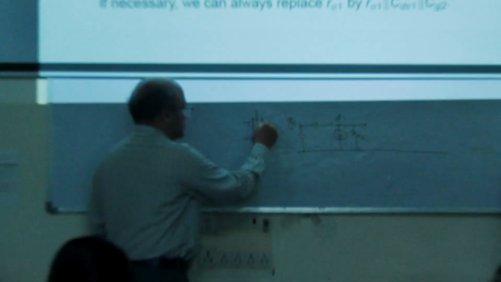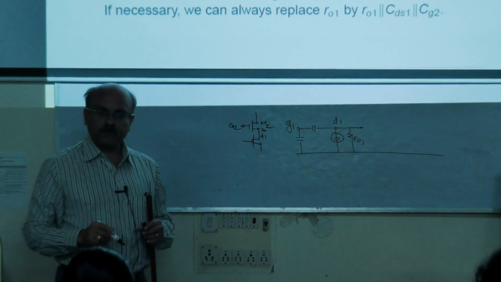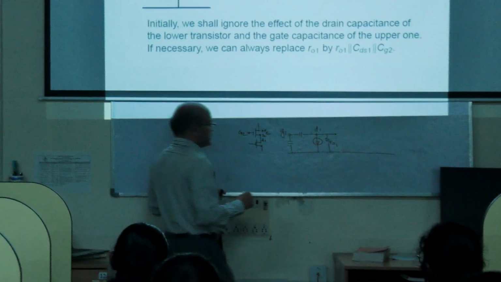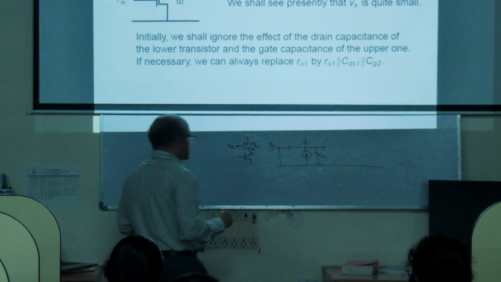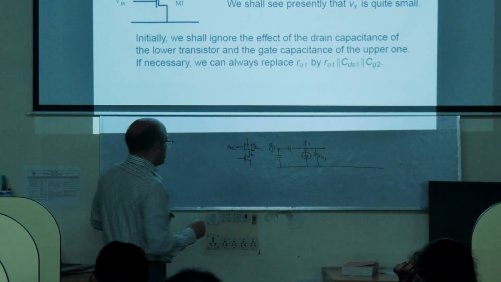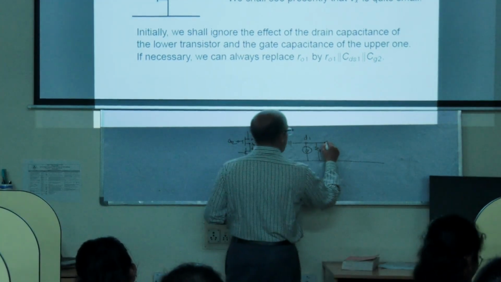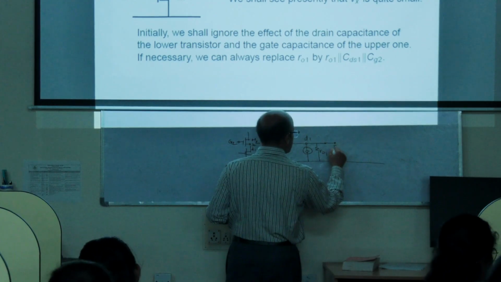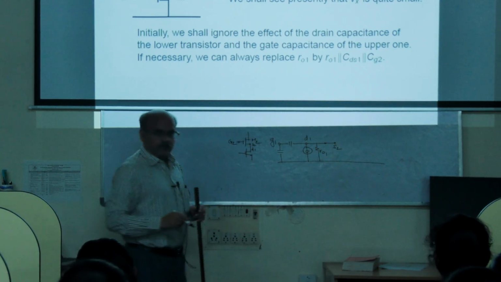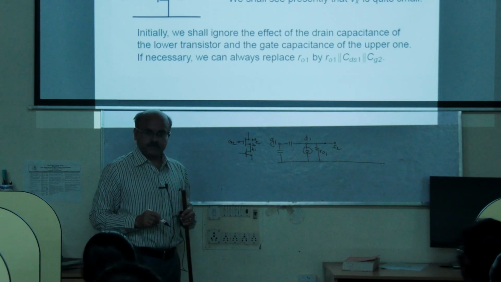Now for the transistor M2, this gate G2 is a small signal ground. Gate G2 is at a small signal ground. So gate is a small signal ground, and D1 and S2 are connected. So D1 and this should be S2. D1 and S2 are connected.